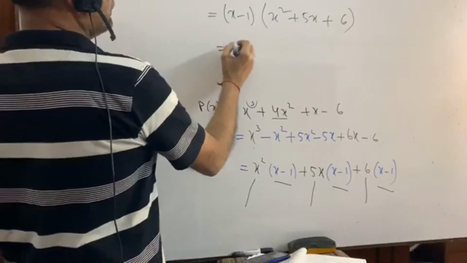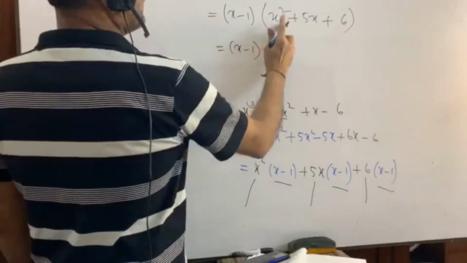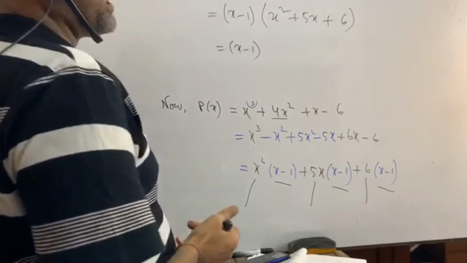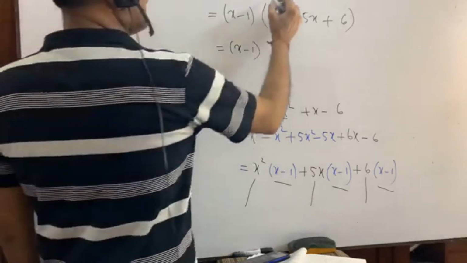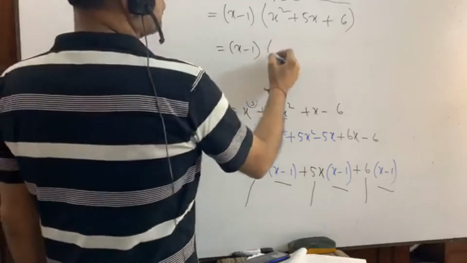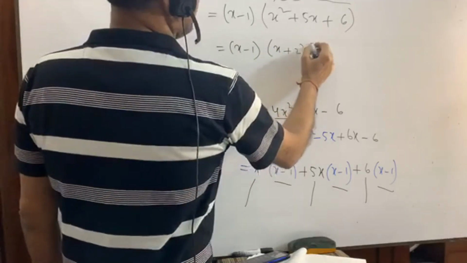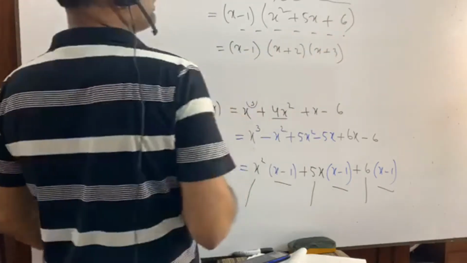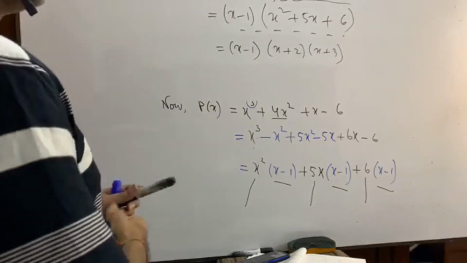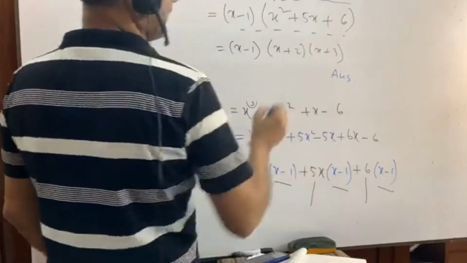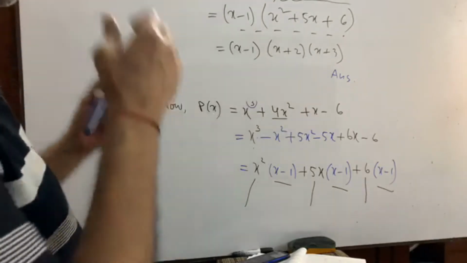Now what will you do? x minus 1, and you just find the middle term here. I know that you can do it, and you have been doing it since class 7. It is x plus 2 and x plus 3. You have to show it in the exam hall. So x minus 1, x plus 2, x plus 3, and here we have the answer.